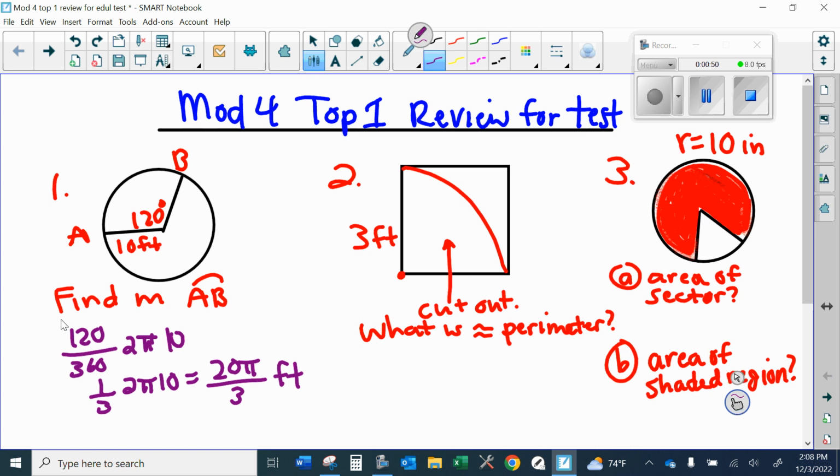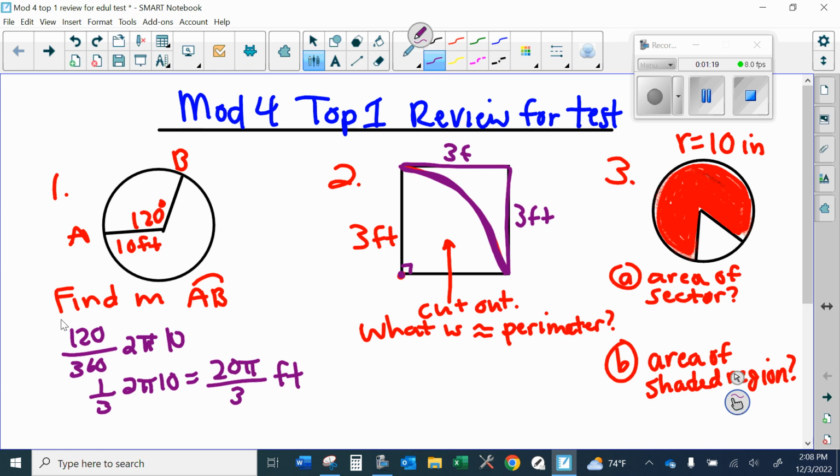Number 2, you had a square and you cut out this piece of the square, which is 1/4 of a circle, with this being the center of the circle. It wants the approximate perimeter, so the perimeter of the purple right there. Obviously we know that's 3 feet. This is 3 feet, so that's a total of 6. And now we need to find this arc length and add it to it.